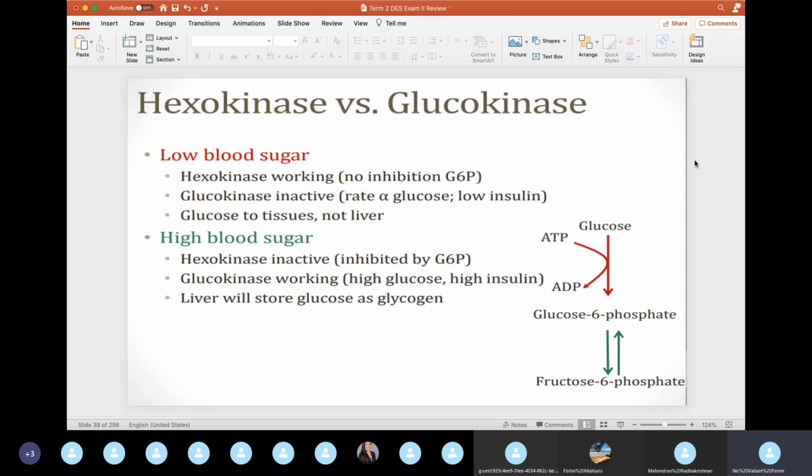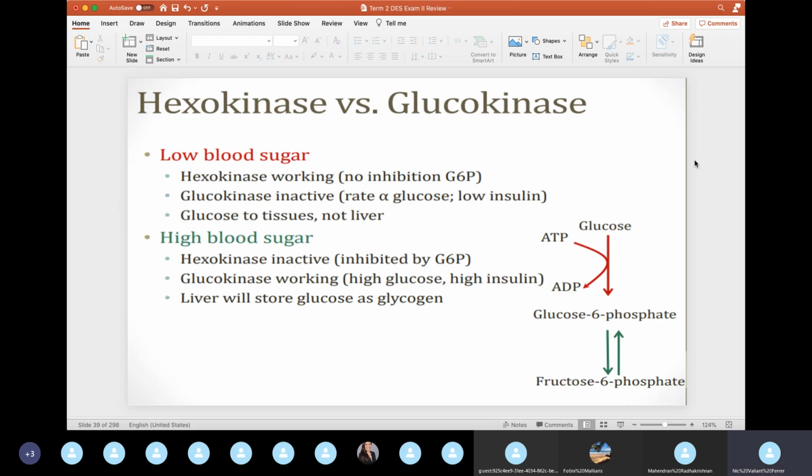Where does this blood sugar need to go? I have too much, so I need to build something. I need to store it in the liver as glycogen so that in the future, if I am in a fasting state, I can break down that glycogen.